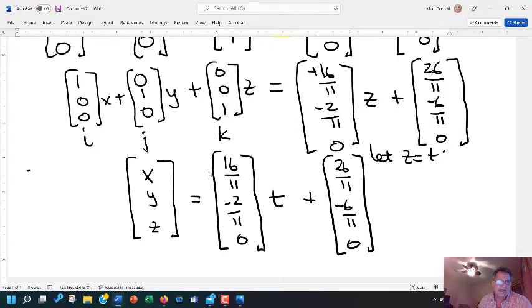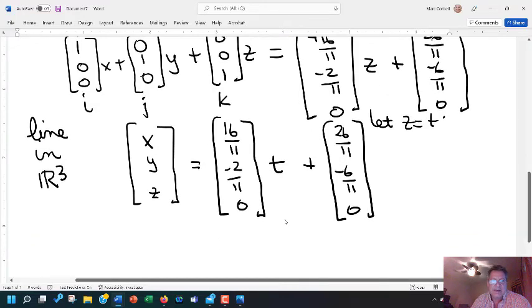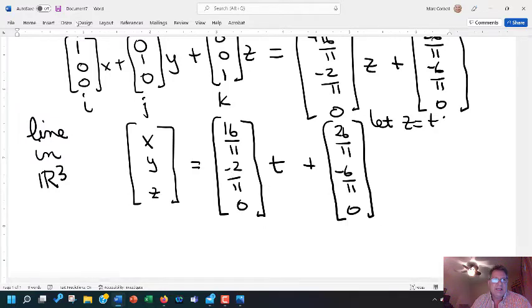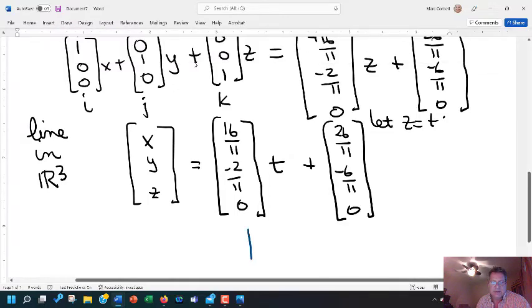Notice that this actually gives me a great description of what's going on. This is my line in R3. And notice it's pretty similar to the kind of line that we might have in R2, in the fact that what we have here is essentially an expression of the line x, y, z with a vector here that describes the direction with the parameter t. So what I get here really is this parameter t. This is my direction vector.